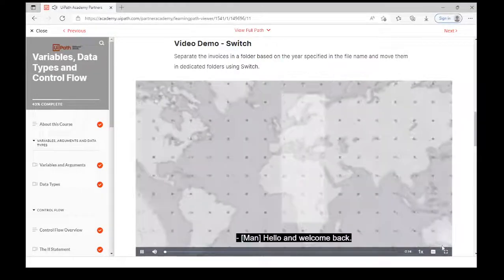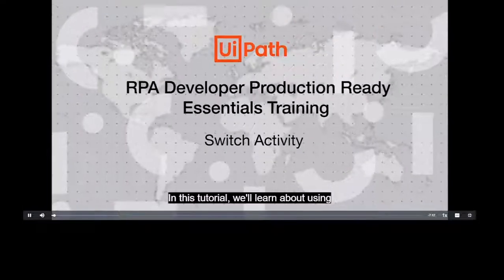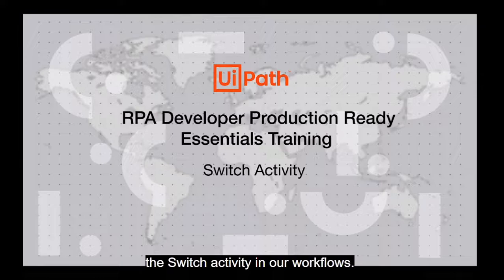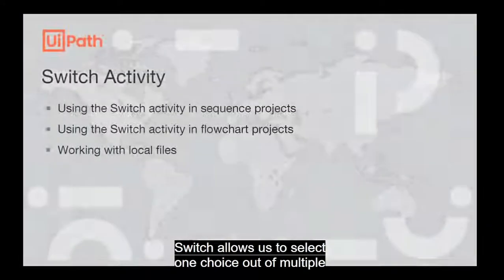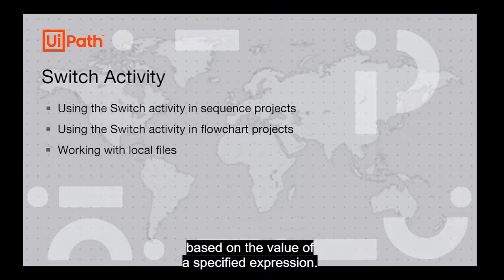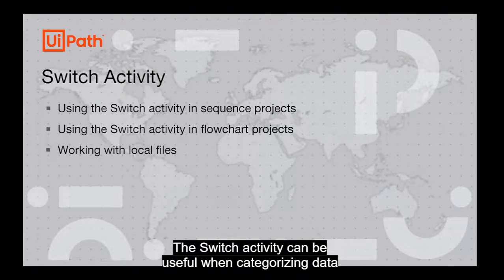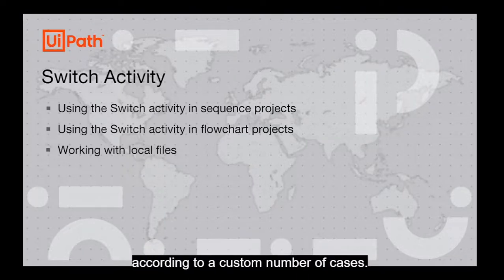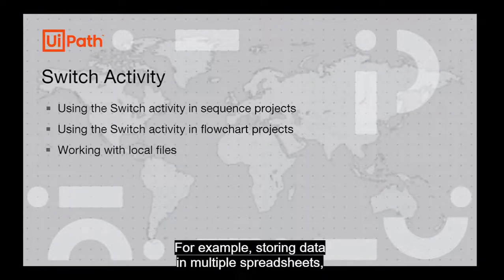Hello and welcome back. In this tutorial, we'll learn about using the switch activity in our workflows. Switch allows us to select one choice out of multiple based on the value of a specified expression. The switch activity can be useful when categorizing data according to a custom number of cases. For example, storing data in multiple spreadsheets or sorting through names of employees.